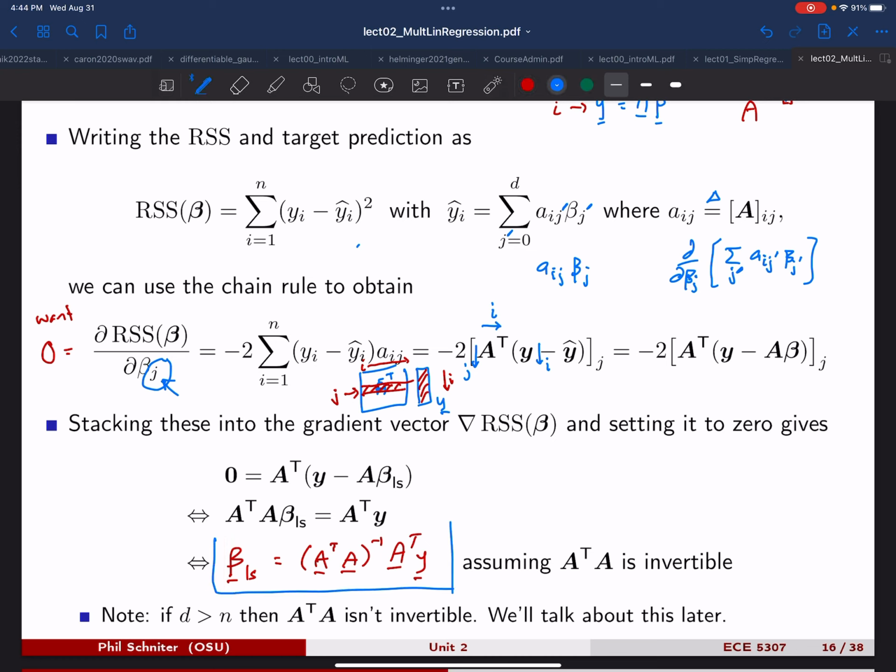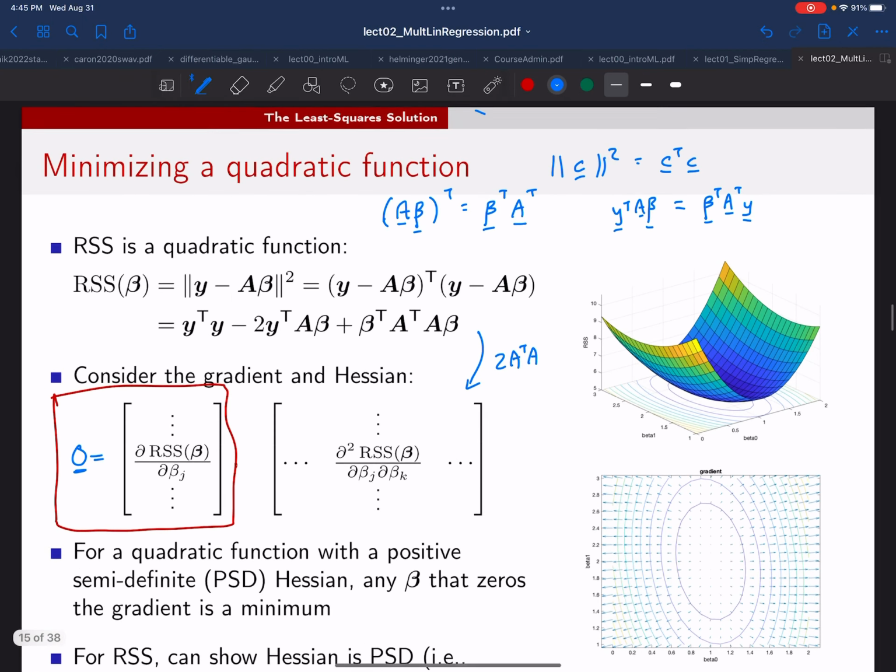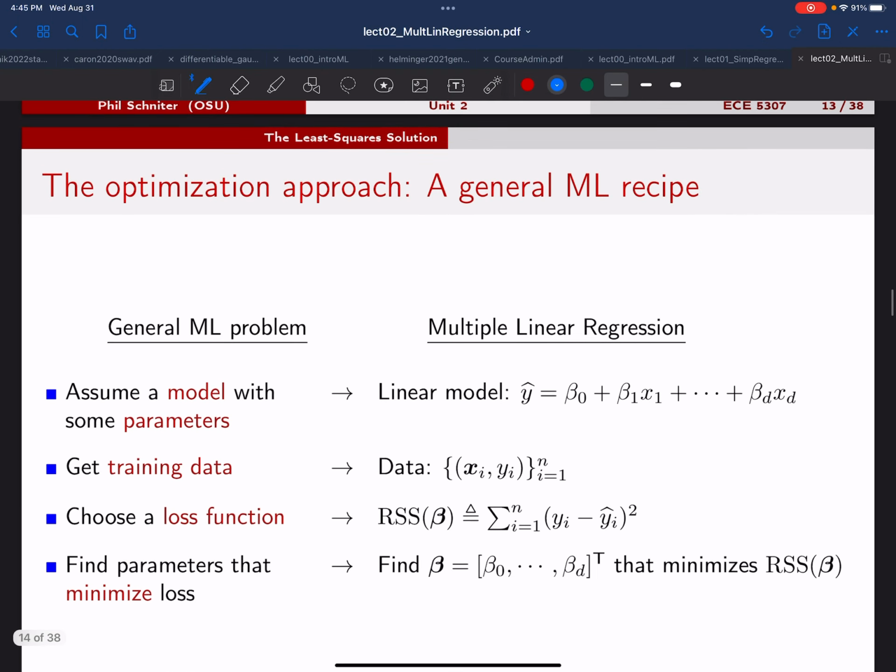All right, any questions on this? Yes? Yeah, that's right. D is always equal to the number of features for us, as you can see. So we're always going to use D for that quantity throughout the whole semester, and we'll always use N for the number of data samples.